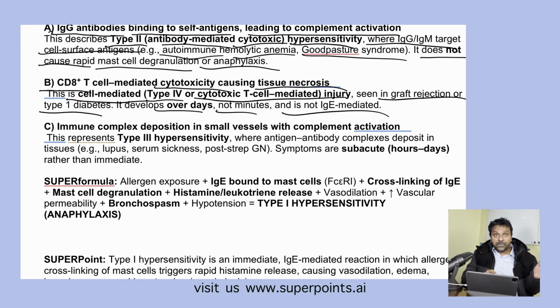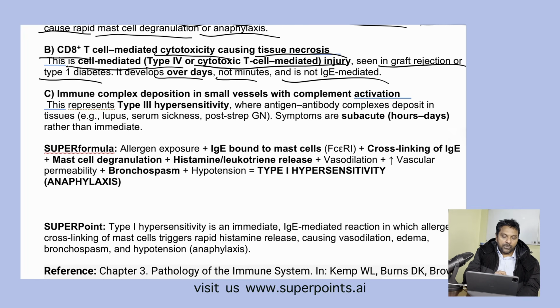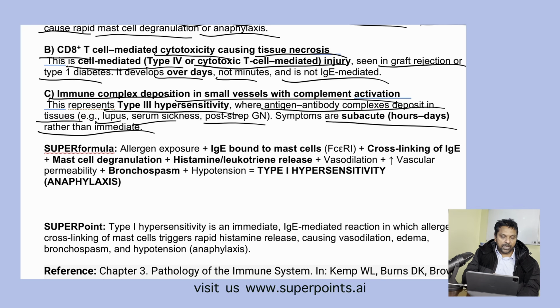Another clue to IgE mediated things is that they happen quickly. Just like a yellow jacket bites me, or I ate peanuts. These sorts of things create anaphylactic situations. Then immune complex deposition in small vessels with complement activation. This represents type 3 hypersensitivity, where antigen antibody complexes deposit in tissues: lupus, serum sickness, post-streptococcal GN. Symptoms are subacute rather than immediate.